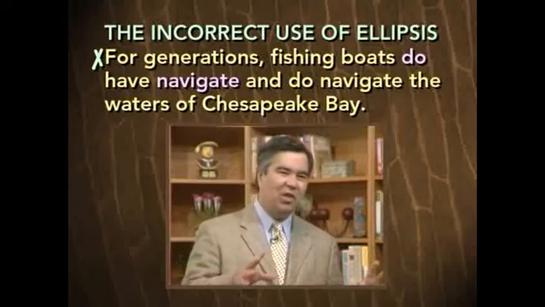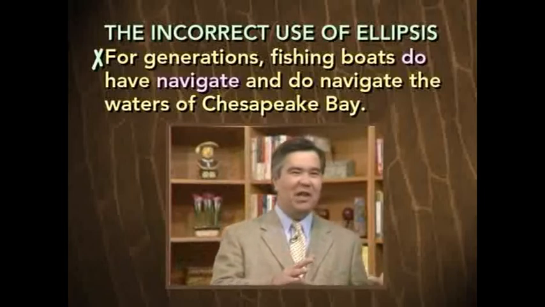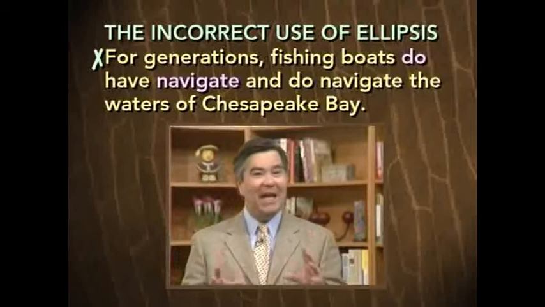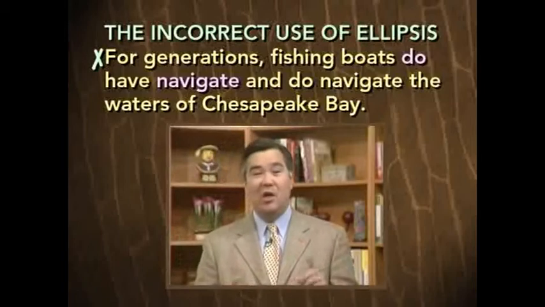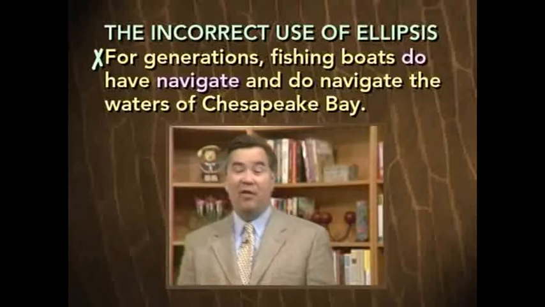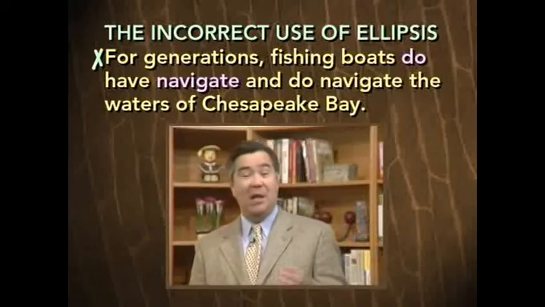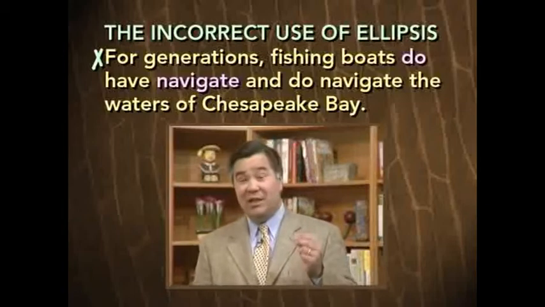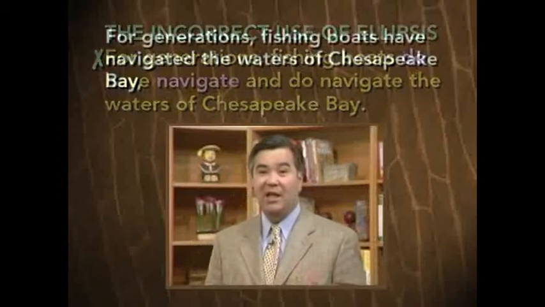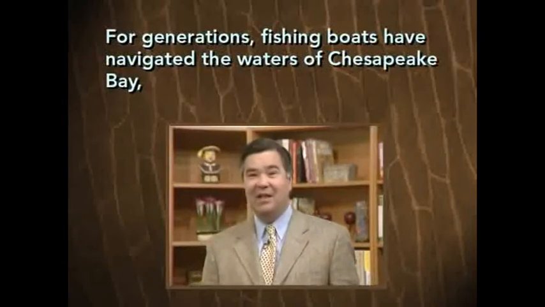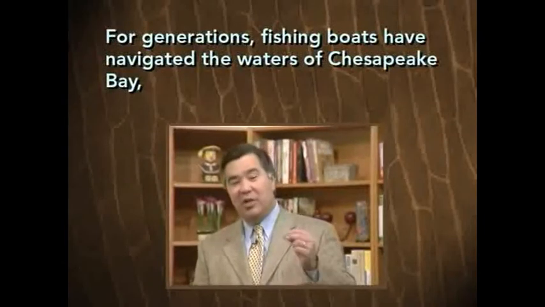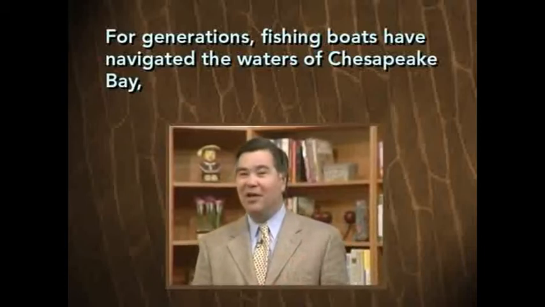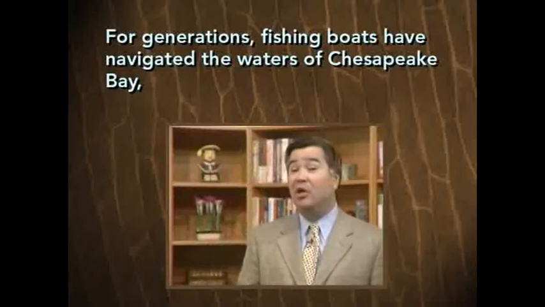You see, when you try to insert those words, do navigate, into the first part of the sentence, it doesn't really work. The reason being that the same words don't work in the two clauses. Remember that with the helping verb have, you need to use the past participle form of the verb navigate, namely navigated. So the first clause here would have to read, fishing boats have navigated the waters of Chesapeake Bay. So inserting the same omitted word navigate doesn't work in that first clause. And that's an example of how ellipsis can go wrong.